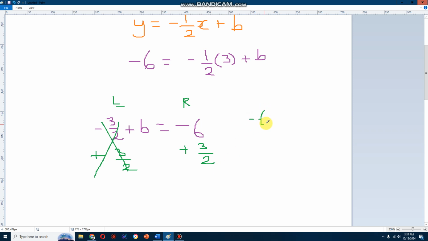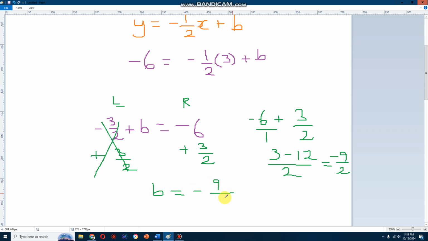And now we need to solve. What is minus 6 plus positive 3 over 2? Now, you kids with calculators, you can easily do this. Should I use a calculator? No, I'm going to use the old-fashioned way. Minus 6 plus 3 over 2. Let me turn this into a fraction. 1 times 2 is 2. Let's cross multiply. 3 times 1 is 3. Minus 6 times 2 is minus 12. 3 minus 12 is minus 9. Minus 9 over 2. There we go. Minus 6 plus 3 over 2 is minus 9 over 2. So, b is equal to minus 9 over 2.